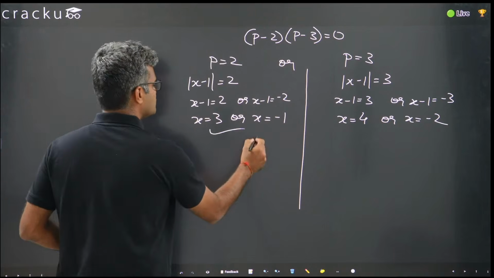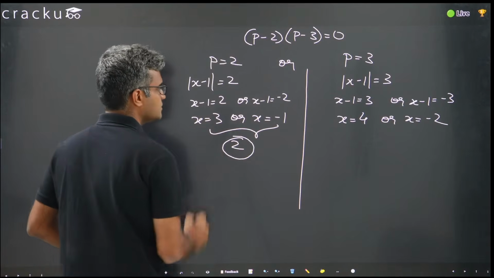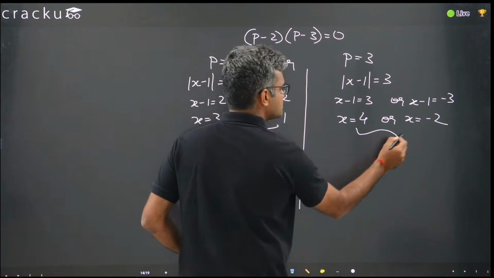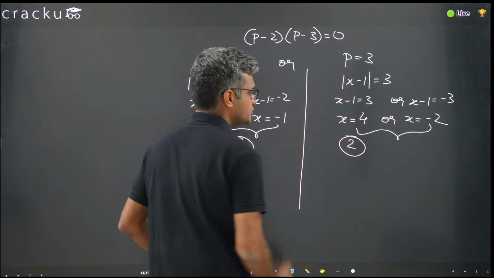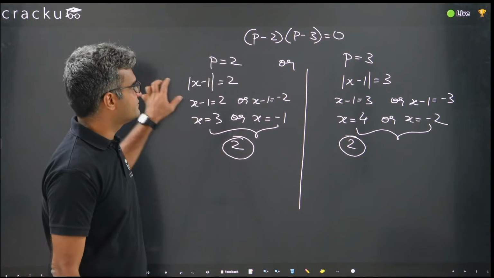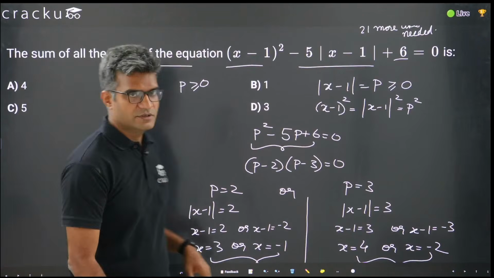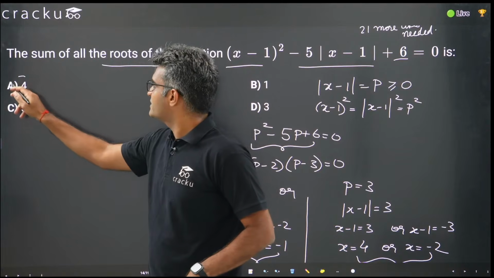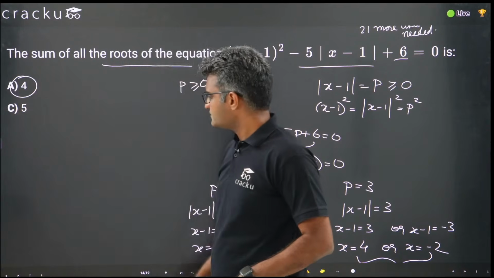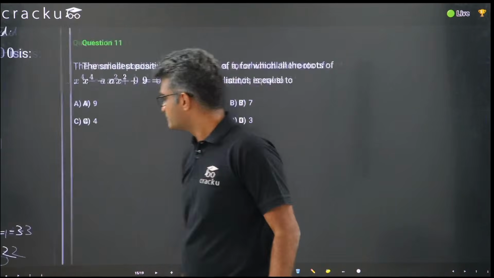The sum of these two is equal to 2. The sum of these two also is equal to 2. So the overall sum of all the roots will be equal to 4, which is option A. Let us try to solve the next question, guys.